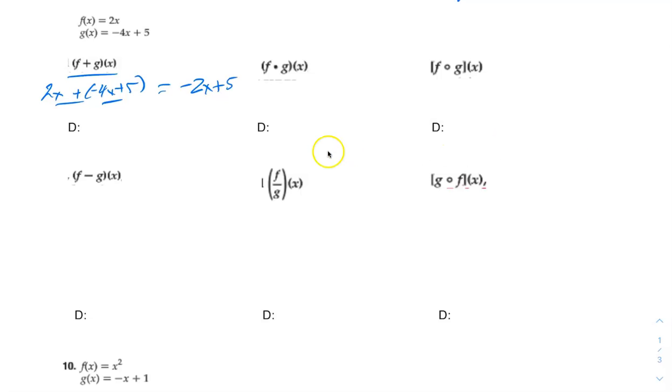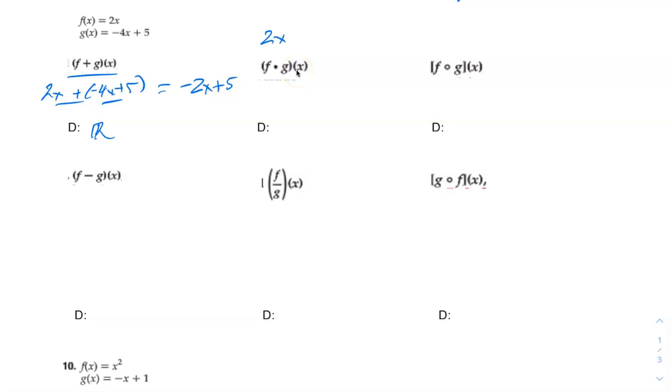Domain and range. Remember, at this point, everything's all real numbers unless you're dividing. So what could you not plug in? In this case, I could plug in everything, so all real numbers. I'll be fancy about it. There we go. f of x times g of x.